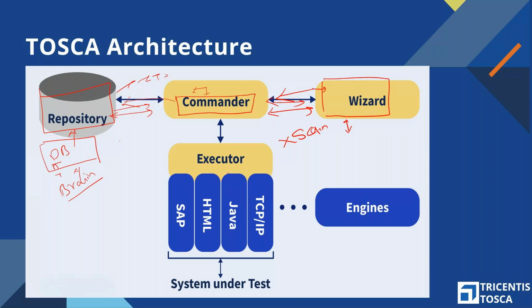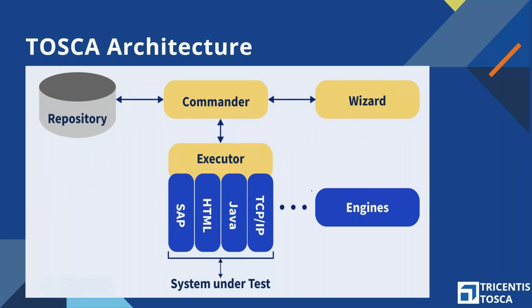In the executor part, you can see these are the systems under test. We can say SAP is there, HTML applications, Java, and TCP/IP. These are the systems under test, and they are also communicating with the Commander. Whatever data we have captured from these applications is again put into the repository.